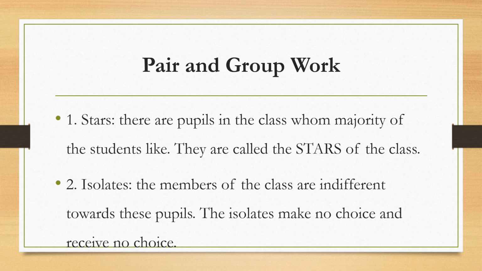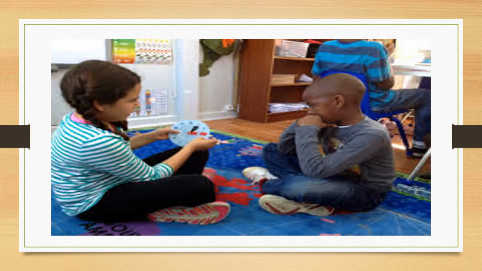So they may be facing some kind of difficulty or problem, but these are isolates whom no one likes. Even if someone does like them, these pupils are themselves introvert personalities, and they don't want to share any kind of feelings or emotions with others, and they don't even like other people. So this category comes under the isolates.